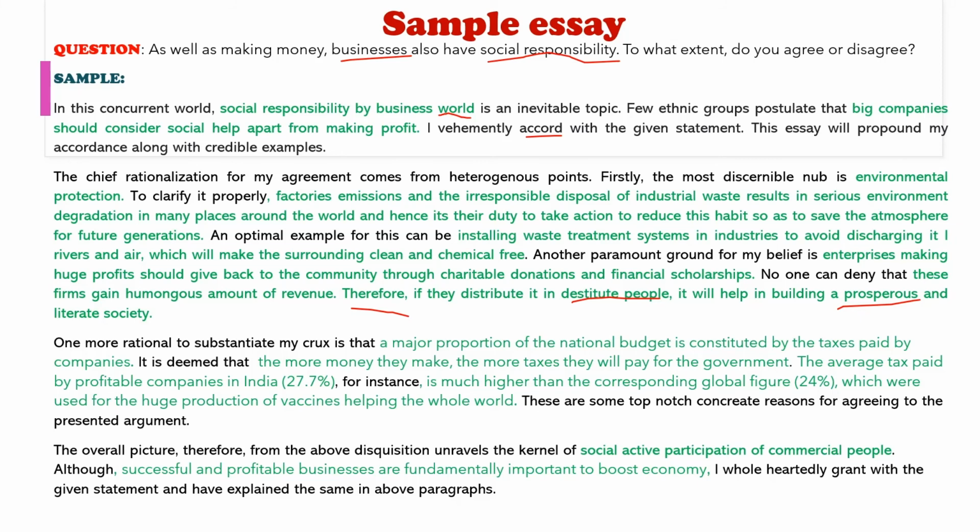The overall picture, therefore, from the above distribution unravels the kernel of social active participation of commercial people. So these are the ways it shows how socially responsible they should be. Although successful and profitable businesses are fundamentally important to boost the economy, although they are fundamentally there to get money and make profit, I wholeheartedly agree with the given statement, that it is their responsibility, and have explained the same in the above paragraphs. If you want, you can clearly say here as well that I wholeheartedly agree with the given statement that they are socially responsible and have explained the same in the above paragraph.